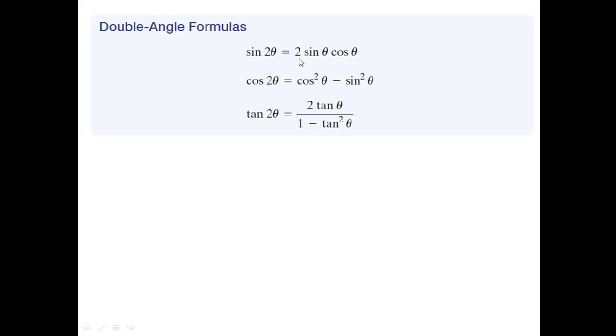Now, once again, these are not things that I'm going to expect you to know. I'm going to give you these on the test, or I'll let you have a formula sheet. I haven't decided which yet. But you're not going to have to memorize these, so don't worry.